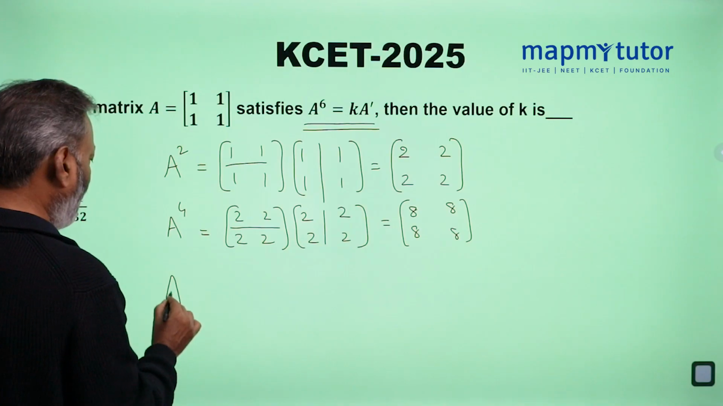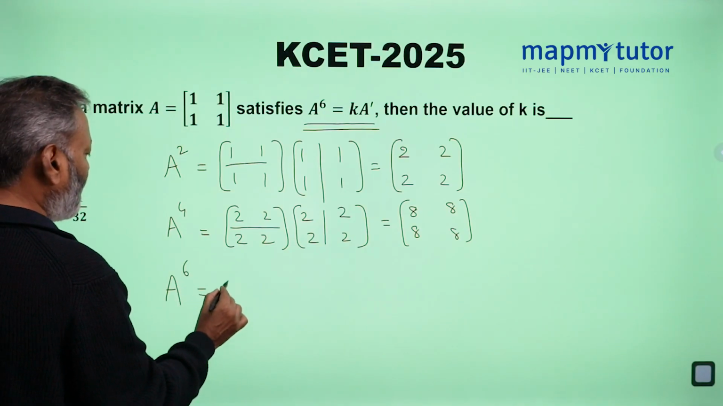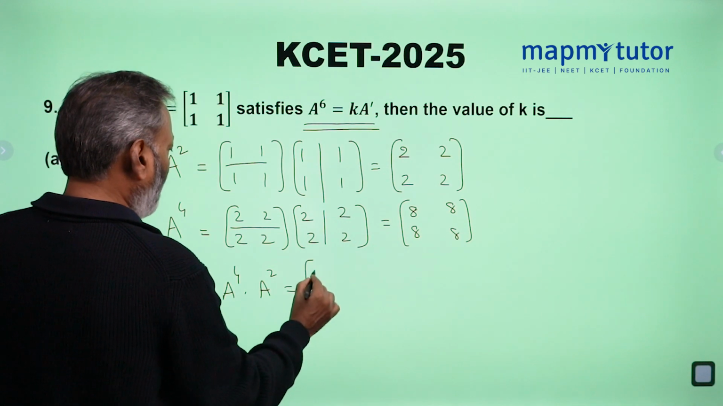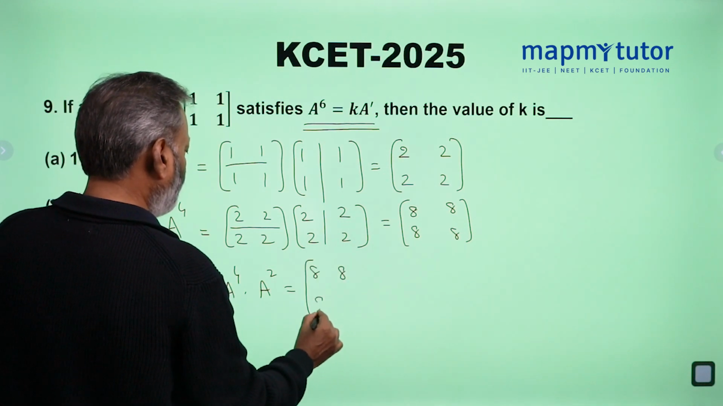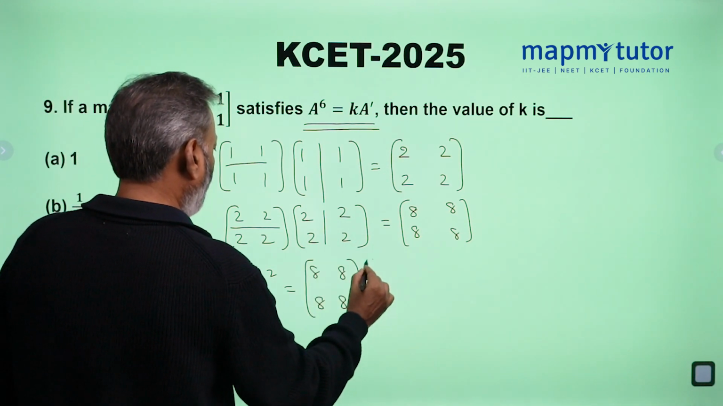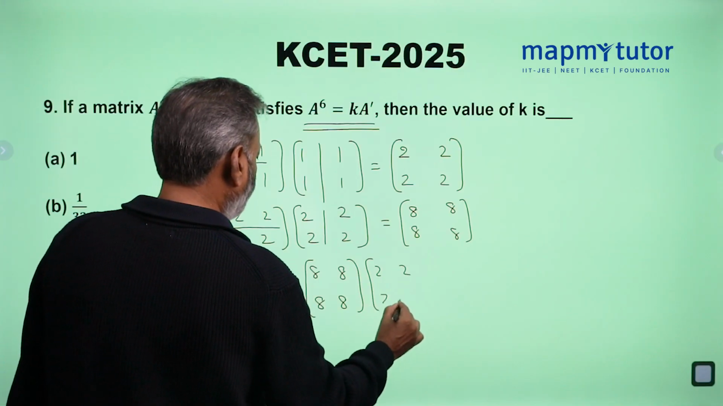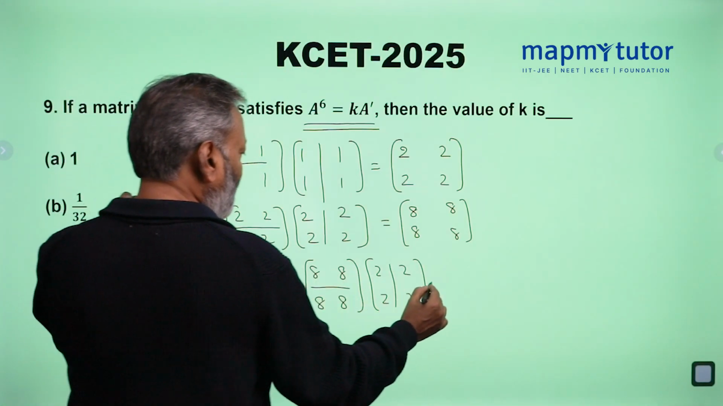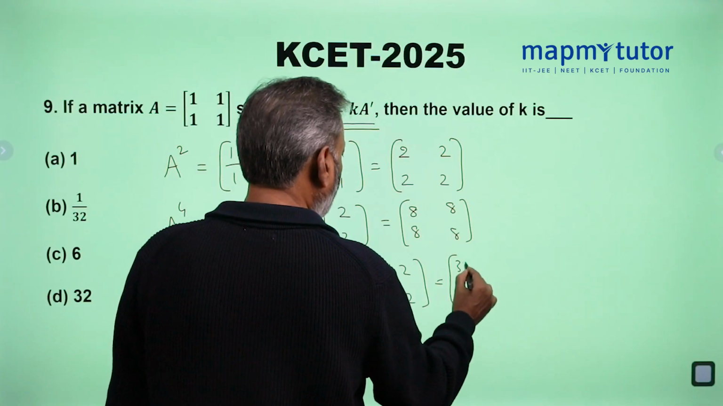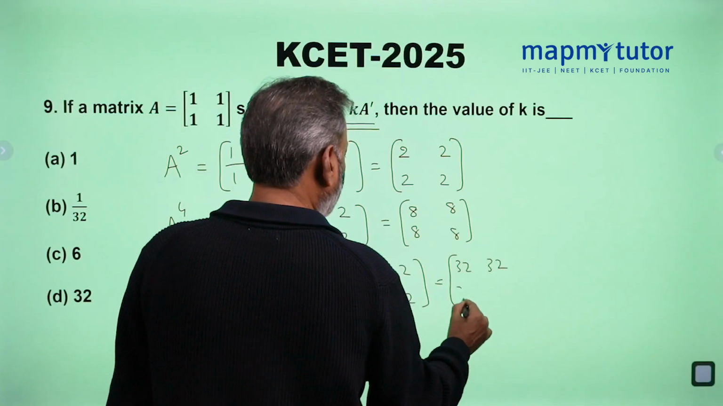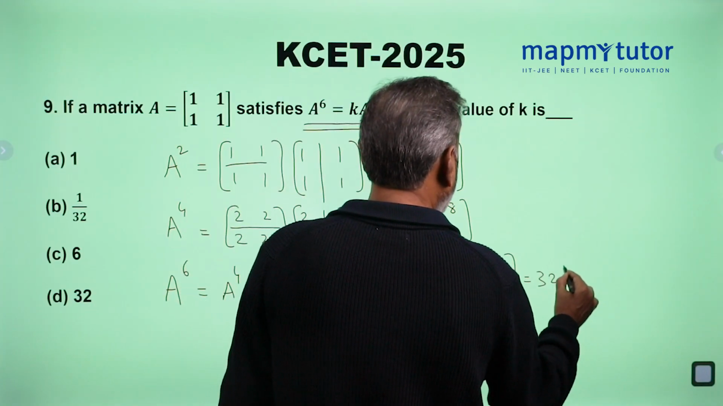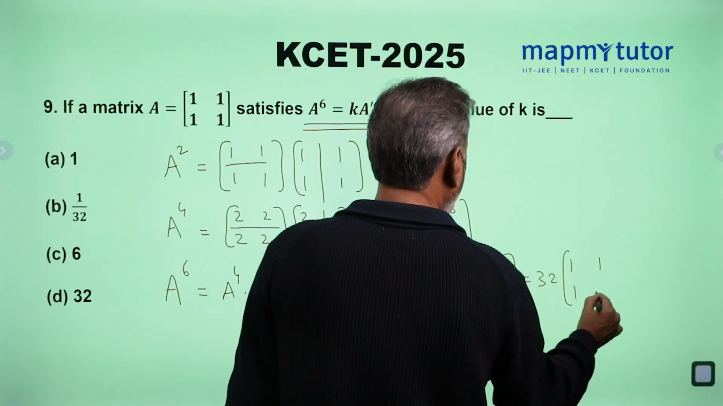Now, finally, I need A power 6. A power 6 is nothing but A power 4 times A square. A power 4 is already there, and A square is also there. Again, first row, first column, if I multiply 16 plus 16, that gives you 32. All the remaining elements are 32 each, which can be written as 32 times 1, 1, 1, 1.